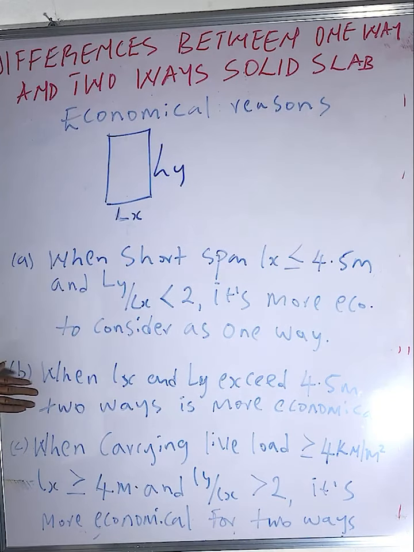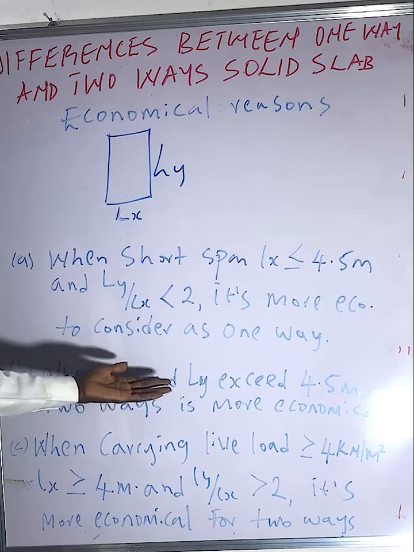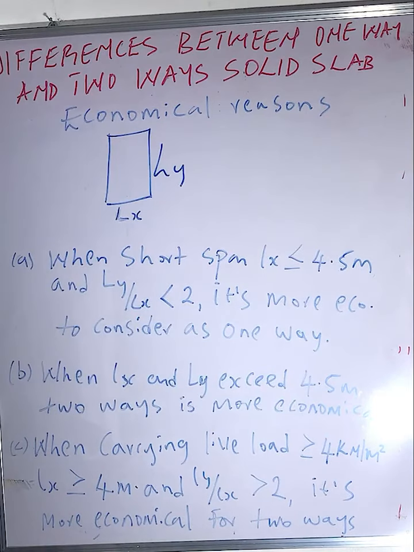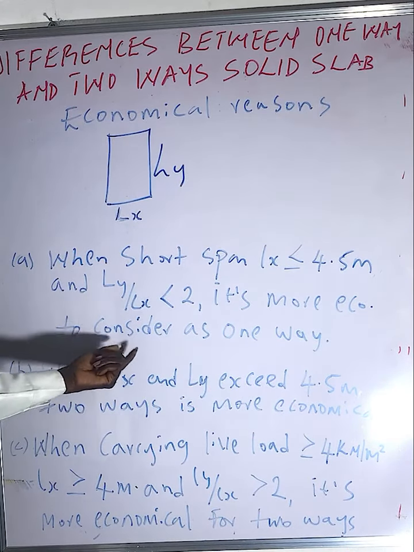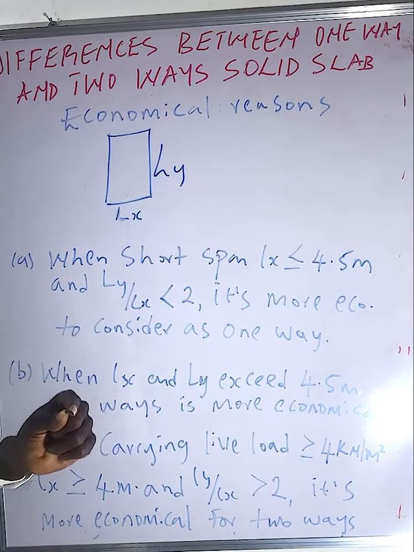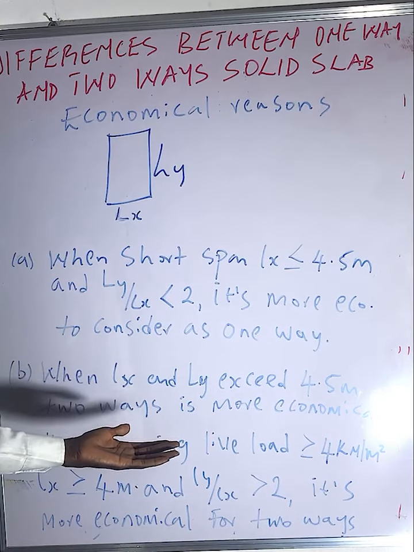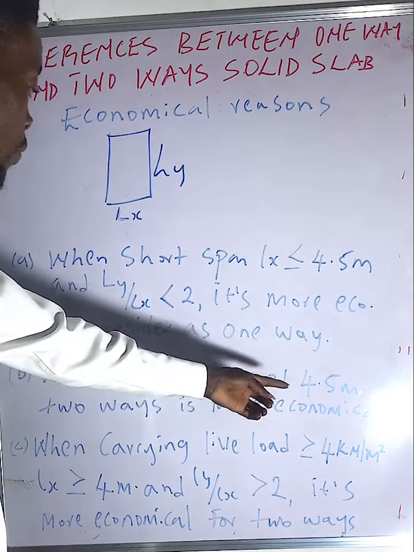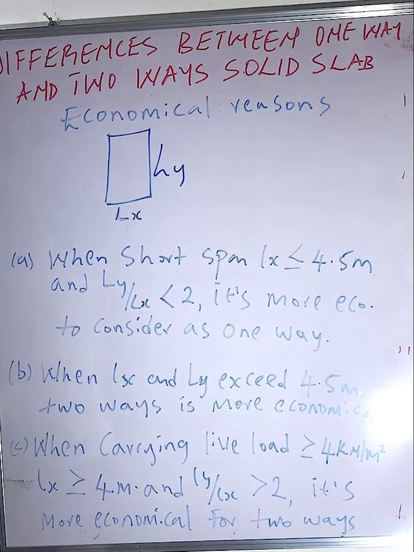Another reason is when LS and LY exceed 4.5 meters in both directions, two-way is more economical. Even if the LY over LS ratio is greater than 2, which is supposed to be designed as one way, two-way is more economical when LY and LS exceed 4.5 meters in both directions.